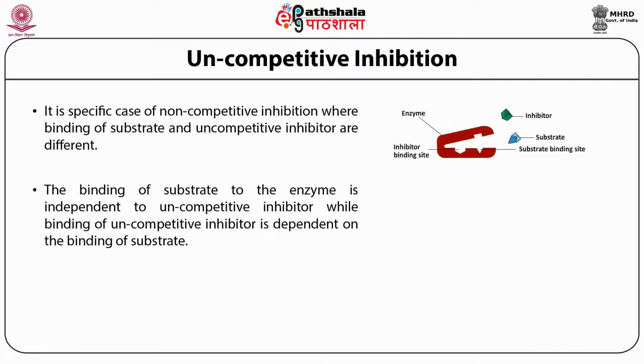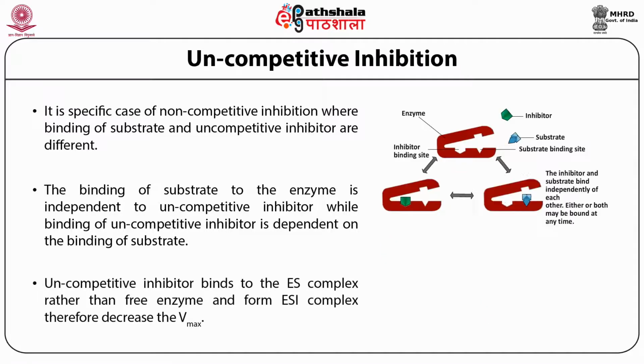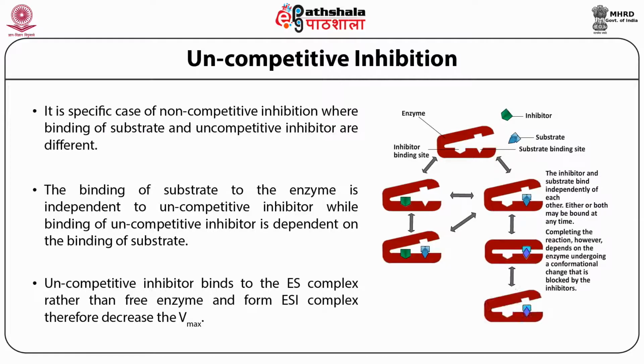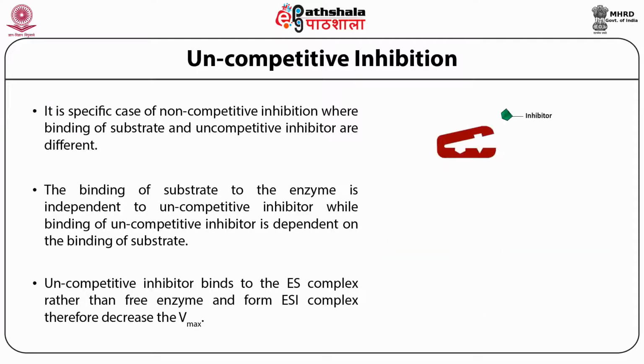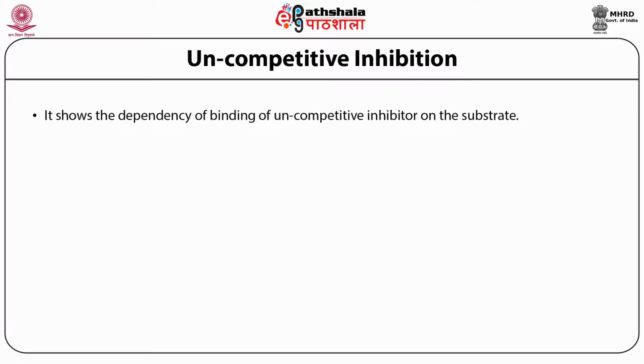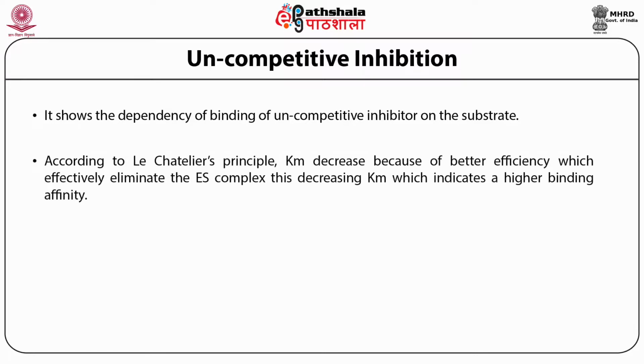In this way, because the binding of the uncompetitive inhibitor is influenced by the substrate, the Km will alter. At the same time, the ESI complex which is formed will not form product, therefore Vmax will also alter. What is the reason for this uncompetitive inhibitor altering the Km? If you remember Le Chatelier's principle, here we have enzyme combined with a substrate producing ES complex, and the ES complex is going to bind with the uncompetitive inhibitor and be converted into the ESI complex.